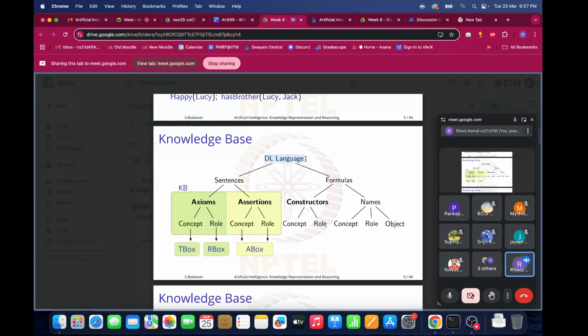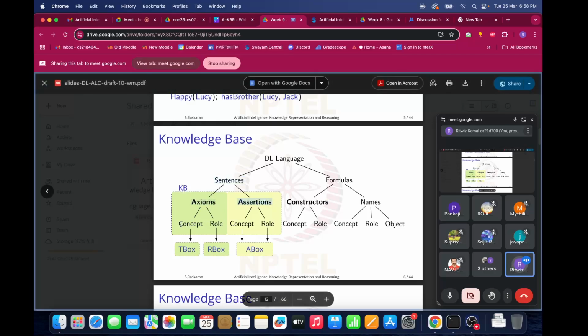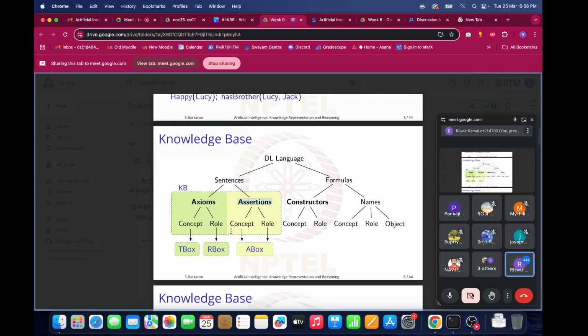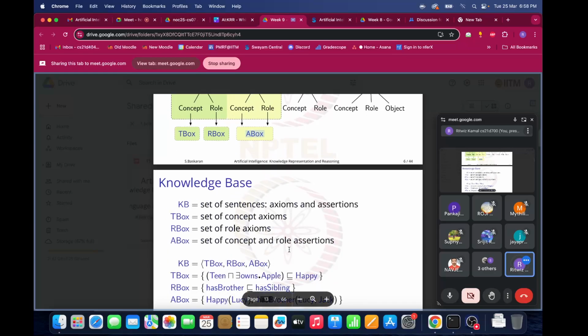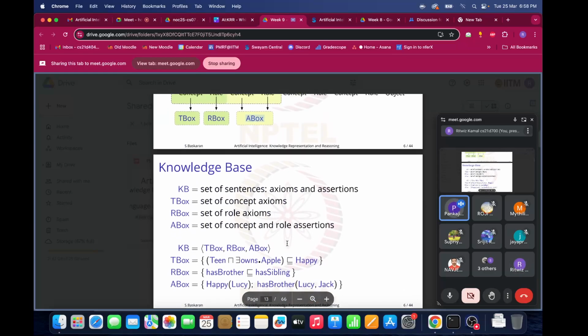So it says that the description logic language can be categorized as sentences. These sentences are made up of axioms and assertions. Axioms in turn would be made up of concepts and roles. Concepts would be falling in the T box, roles will be falling in the R box, right? And then assertions again themselves have concepts and roles, and these would be falling in the A box. So then what is the difference between axioms and the assertions, sir?